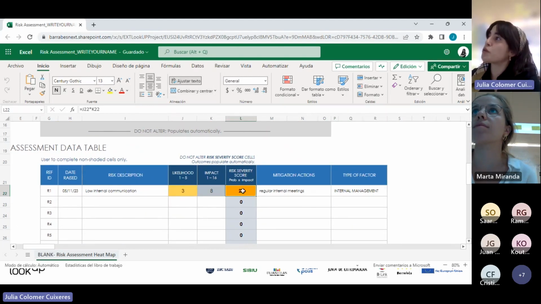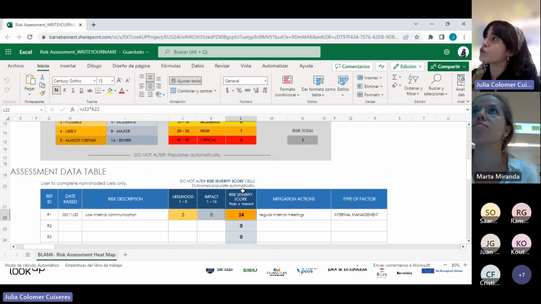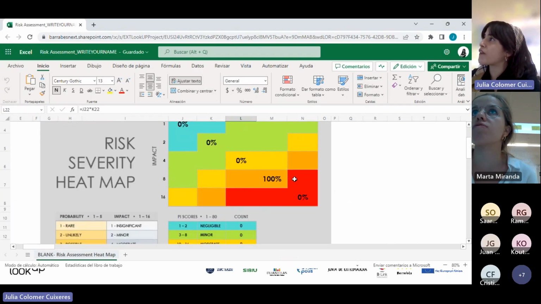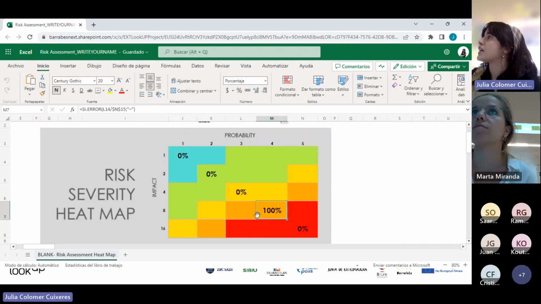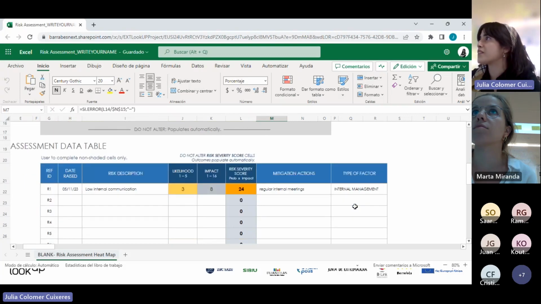So here you will have automatically the score as well. And you can see that we have 100%, of course, because we have one risk, the one that I have selected here. So when you fill in the whole table, you will see the overview of all the risks and challenges that you could get. For mitigation actions, you can put as many as you want.